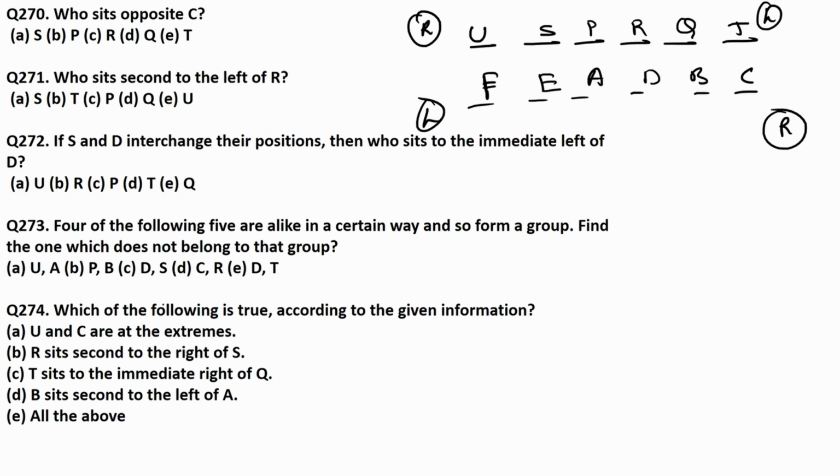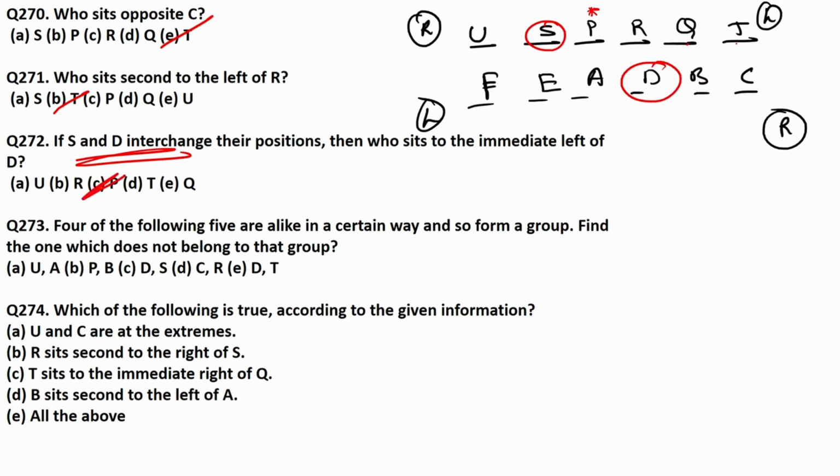Very good. Choose your options now. Who is opposite to C? As per the arrangement, who is opposite to C? Person T. Who sits second to the left of R? Second to the left of R is again T. First left and second left. If S and R interchange their positions, then who sits immediate left of D? Now, if I place D here, the immediate left person is P.